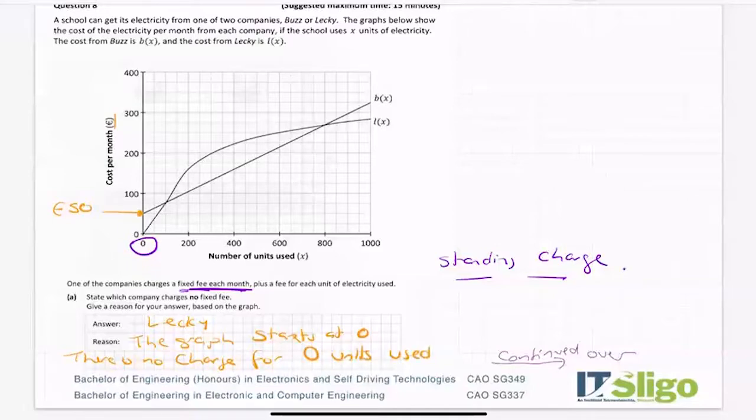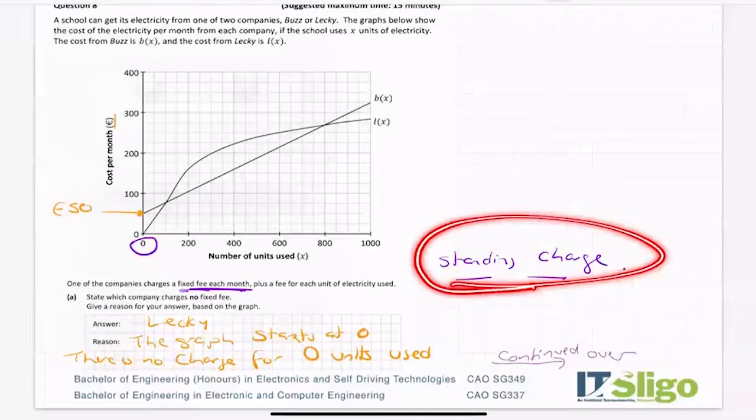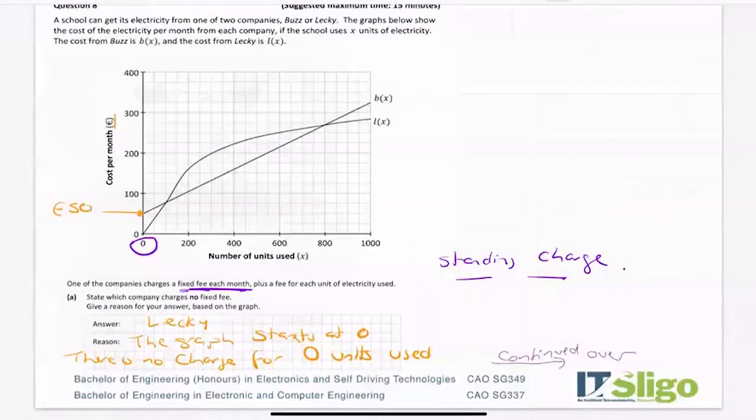Okay, so I hope that makes sense. When we do some questions on bills and so on, we'll come across this standing charge business again. But it's always the one where, when you use nothing, so 0 bits of data, 0 units of electricity, 0 units of gas, or whatever the bill is, you still get charged.